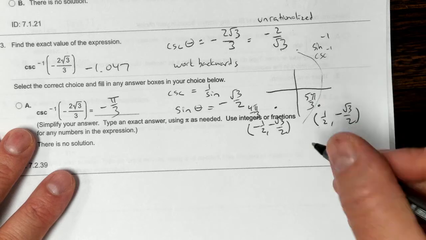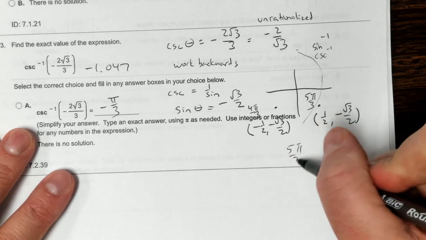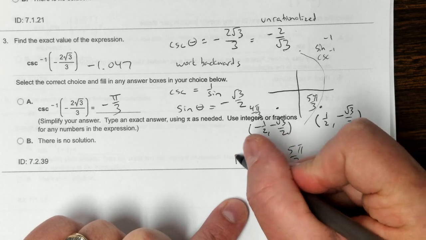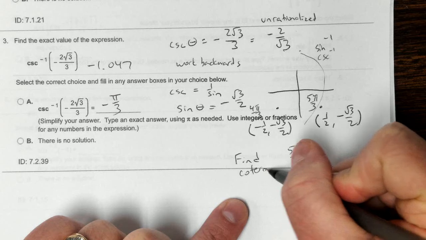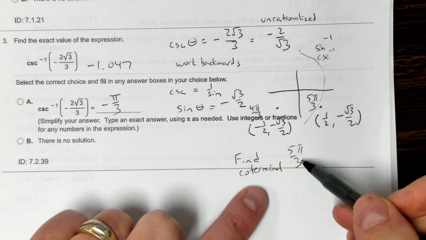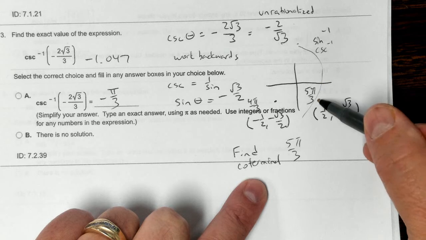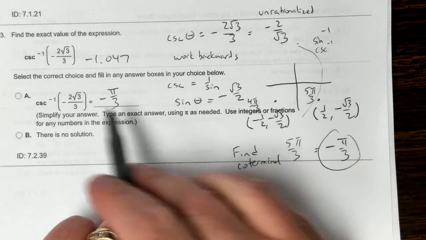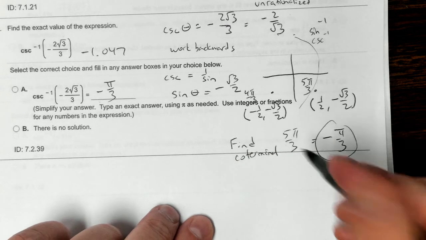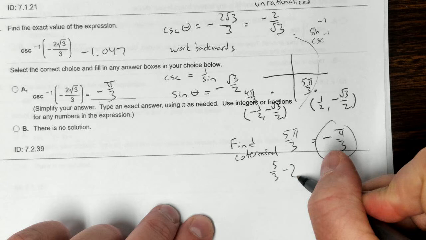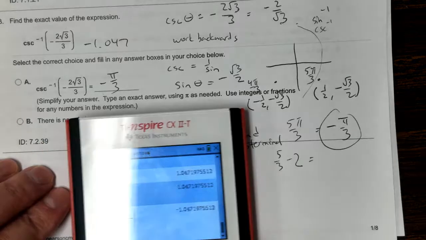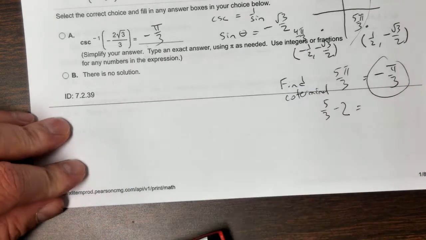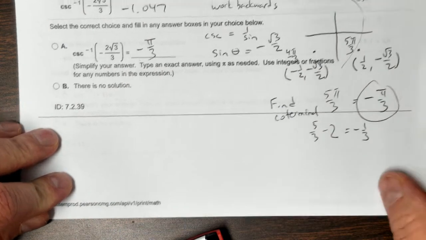So then you're going to think your answer is 5 pi thirds, and you're very close. You have to find the coterminal. Find the coterminal, and so then that's going to be negative pi thirds. And that's what we end up with. So basically think of going 5 thirds minus 2 on your calculator. And that's negative 1/3. And so then you get negative pi thirds.